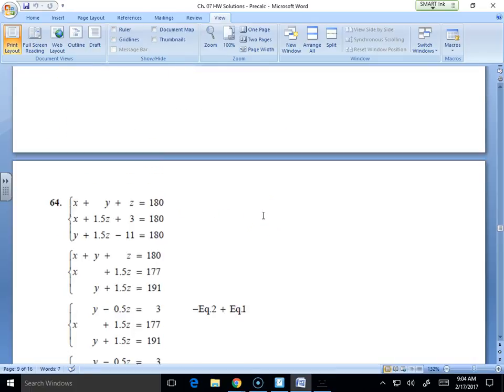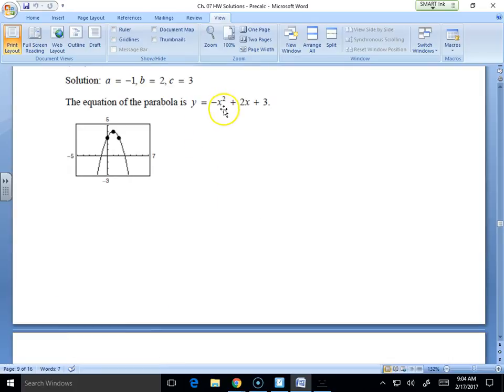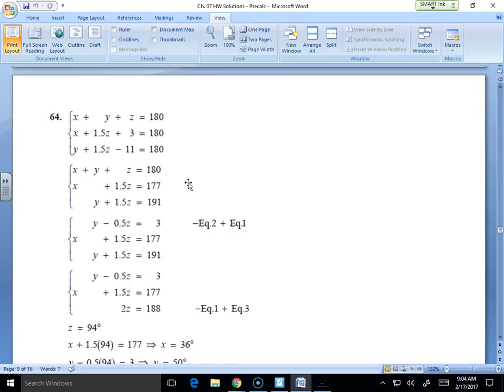Number 64, one more time, because a few of you seem to be following along. There's the final answer, negative x squared plus 2x plus 3. A is negative 1, B is 2, C is 3. 64. Did you have to find this system, or was it given to you?